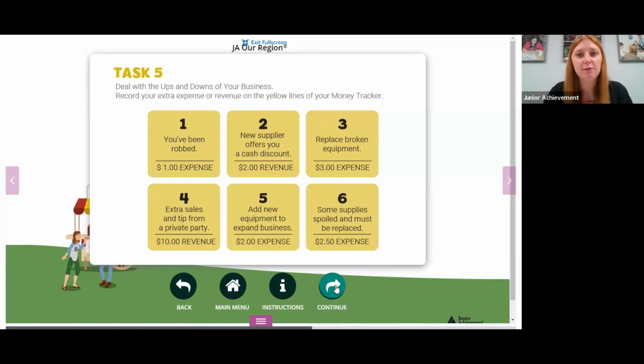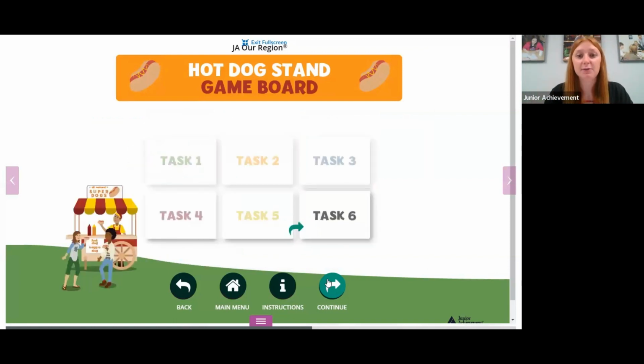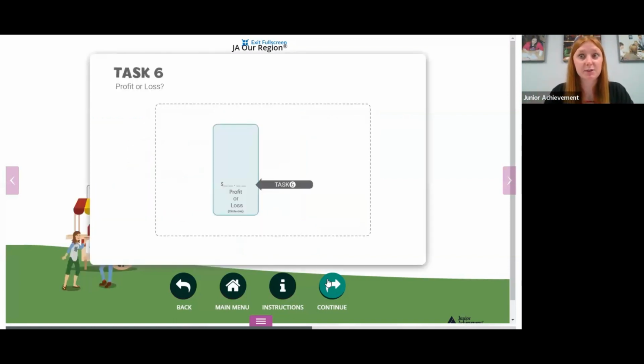They would then write down, let's say I rolled a 1, I would write down a 1 under my task 5, where we are talking about what happened. Did we add money or lose money? Then we're really just going to stop and have students do math for number 6. So we're going to do a profit and loss. So we're going to take all our revenue, all our expenses, take that game of life, that task 5, what happened, and we're going to figure out if our hot dog stand made money or lost money.